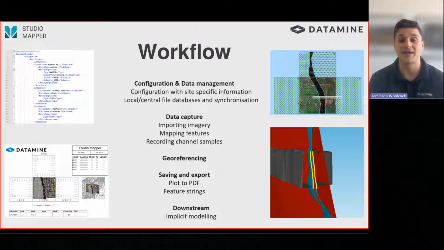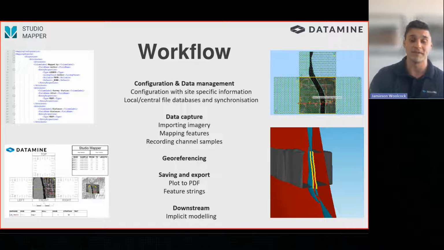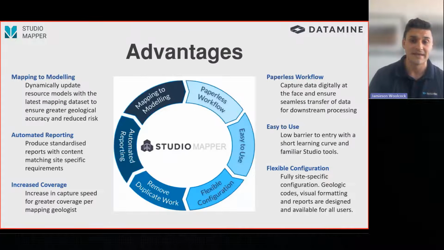So we can plot your data automatically to PDF, and it will mimic the format of your existing paper maps, so you can still see the same information, your sample data, all of that. And then how we can use the data we're actually capturing downstream as well in an implicit modeling process.